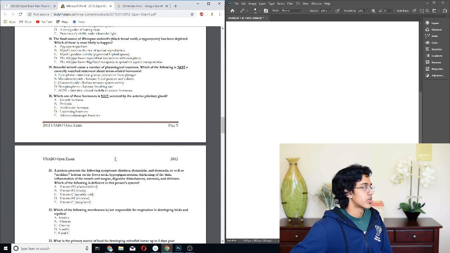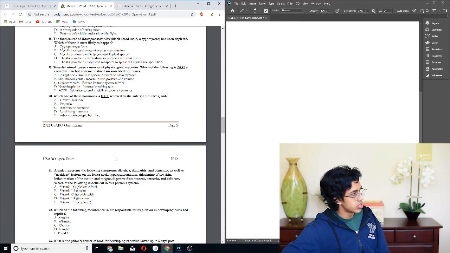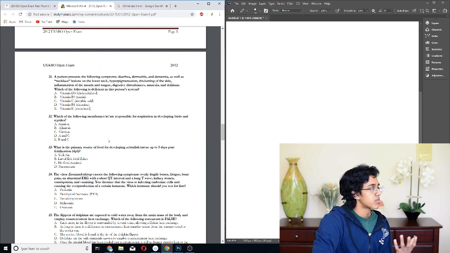Okay, 20. Okay, so anterior growth hormone, yes. Prolactin, yes. C, no, because anti-diuretic hormone is secreted by the posterior, so it should be C, okay. Okay, good to know. How am I supposed to know?